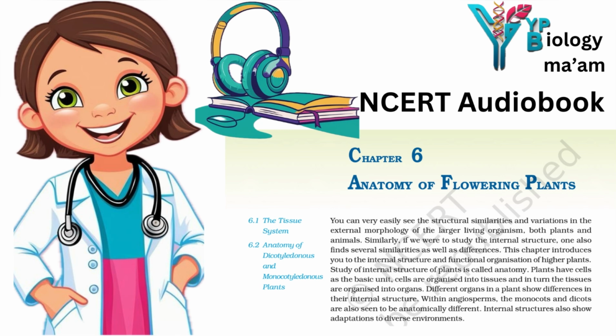6.1 The tissues. A tissue is a group of cells having a common origin and usually performing a common function. A plant is made up of different kinds of tissues. Tissues are classified into two main groups, namely meristematic and permanent tissues, based on whether the cells being formed are capable of dividing or not.